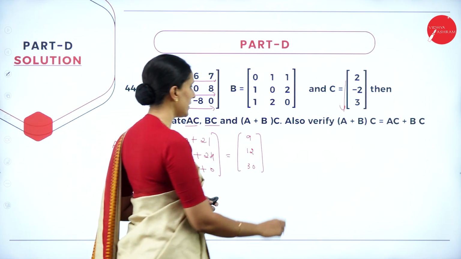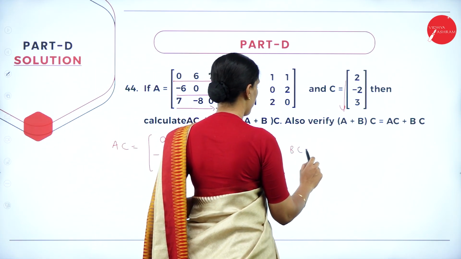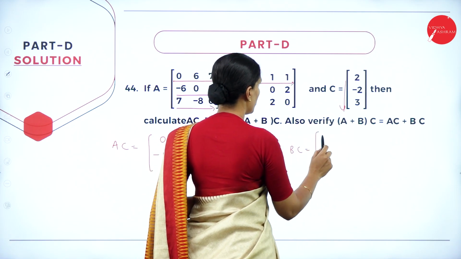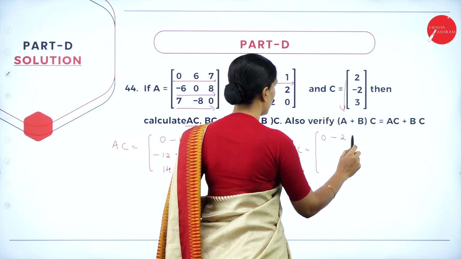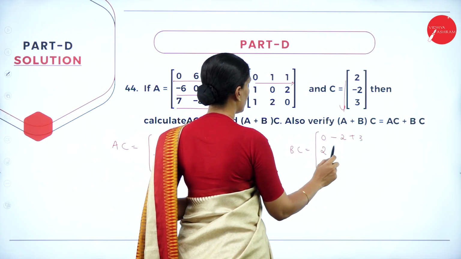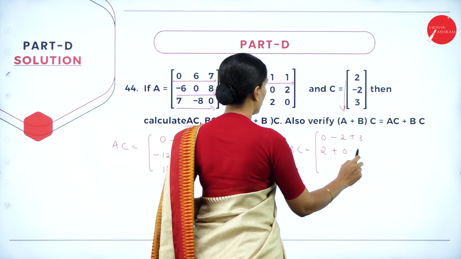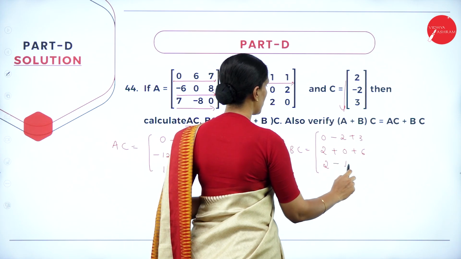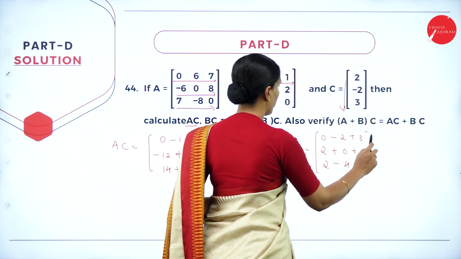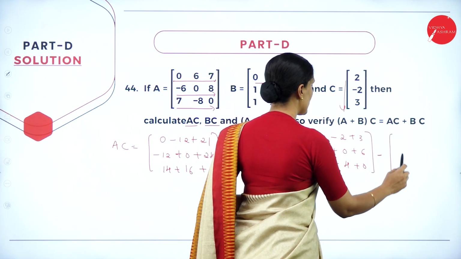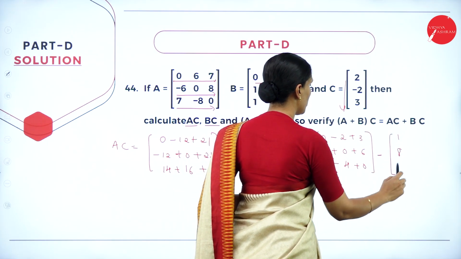Next, we'll take up BC. So first row into first column. So 0, minus 2, plus 3. Next, we have 2, plus 0, plus 6. Next, we have 2, minus 4, plus 0. So here we'll get matrix BC as 1, 8, minus 2.